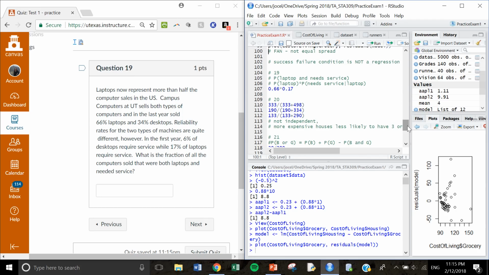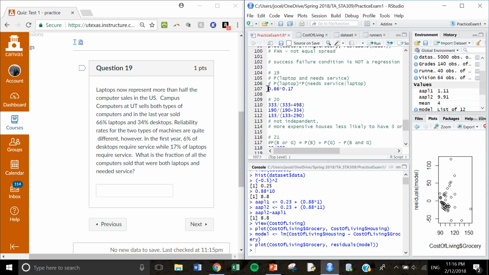So this is just a probability rule. You just need to write them down in your cheat sheet and remember them and use them. So the probability of laptop and need service is the same as probability of laptop times the probability of needing service, given that it is a laptop. From this question, 66% are laptops, so this is the probability of selling a laptop. And the probability of a laptop needing service is 17%.